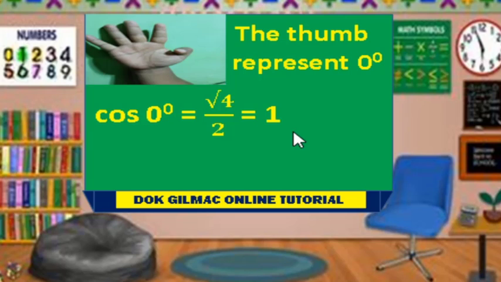Now, getting the value of sine 0 degrees, as you can see here, we have 0. Sine of 0 degrees is simply equal to 0.